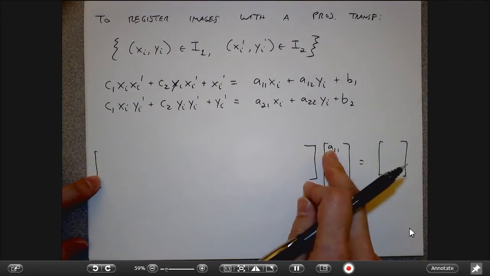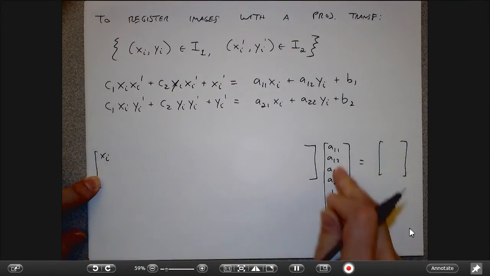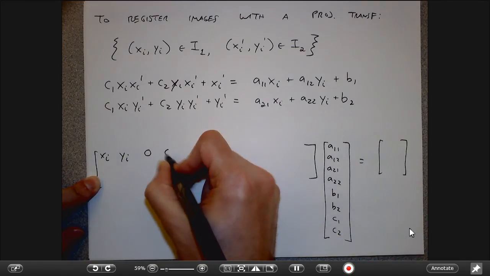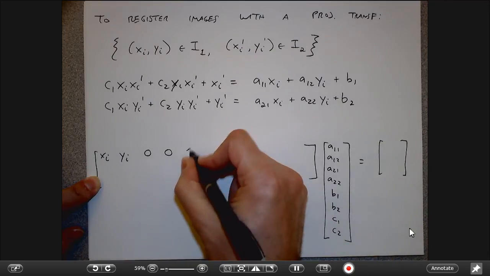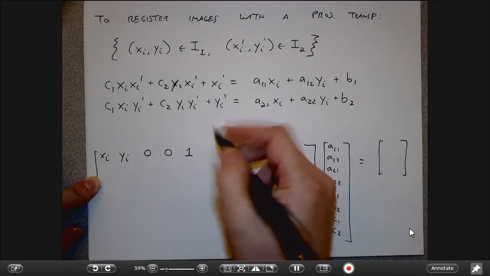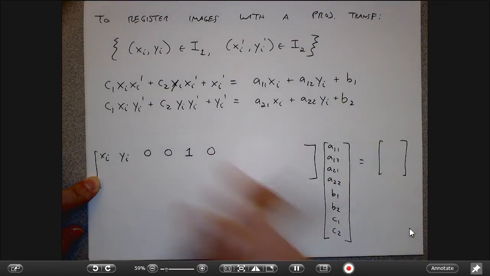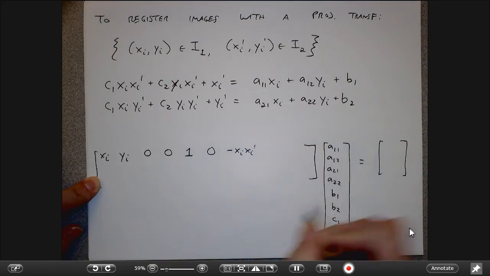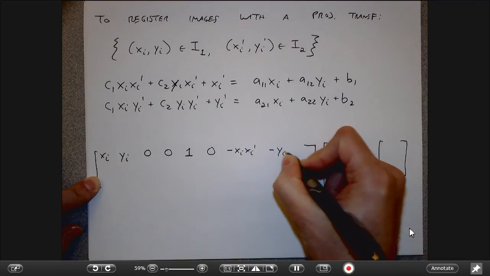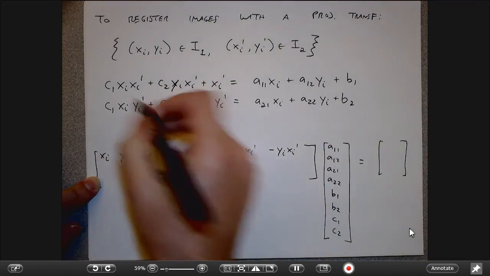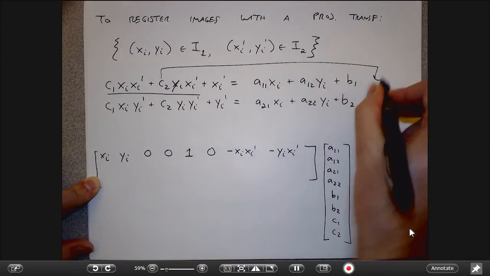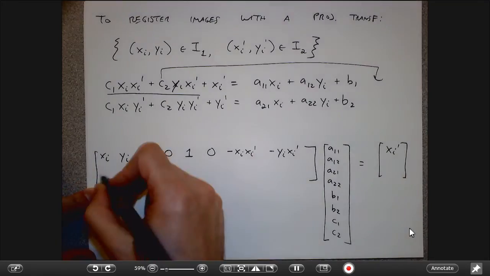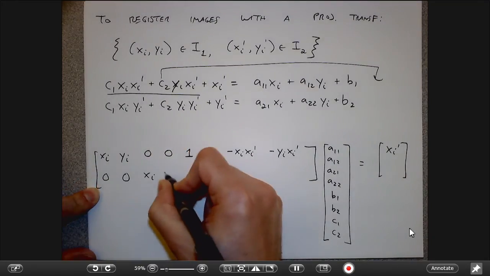What's multiplying A11 is xi. What's multiplying A12 is yi. Then I have nothing in this equation that involves these guys. I have a 1 that is multiplying B1. Nothing that's multiplying B2. What's multiplying C1? Well, if I bring this over to the left, I have basically negative xi xi prime, and I have negative yi xi prime. So I took this stuff and moved it over to here, and what's left on the right-hand side is xi prime. Right? And I can do the same thing for the other equation.